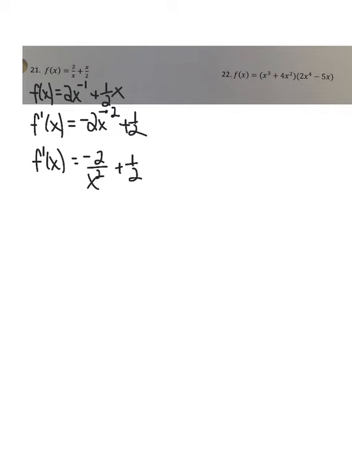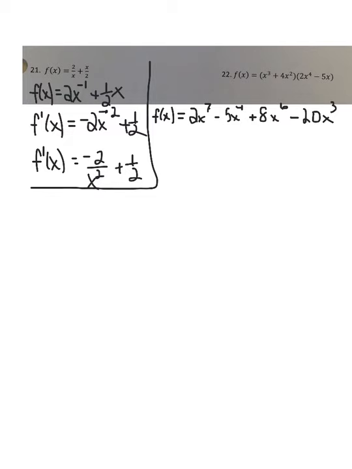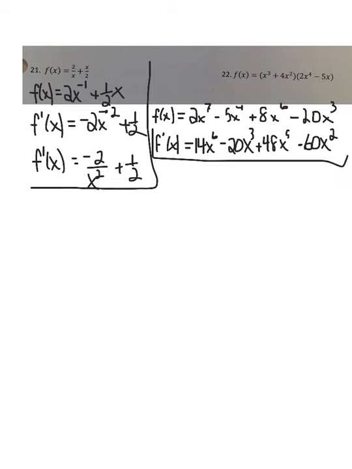Okay. All right, go ahead, work on 22 if you did not finish that one. Double distribute first before you take the derivative. This is what you should get once you've double distributed. We can just go ahead and take the derivative. All right, so that's going to be 14x to the 6th minus 20x cubed plus 48x to the 5th and minus 60x squared. And that's a nice easy one. We don't have to make a fraction or anything.